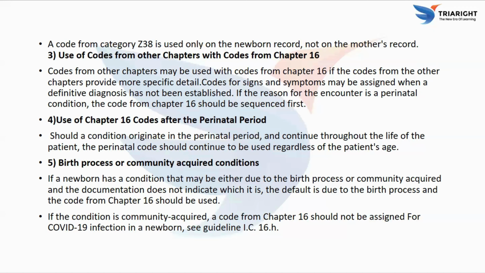So what is the important rule about the community acquired condition? If the condition is clearly documented as community acquired, you should not use a chapter 16 code. If a newborn catches COVID-19 from the community exposure, not from the mother during birth, you have to use U07.1 code for COVID and do not use P codes for COVID.